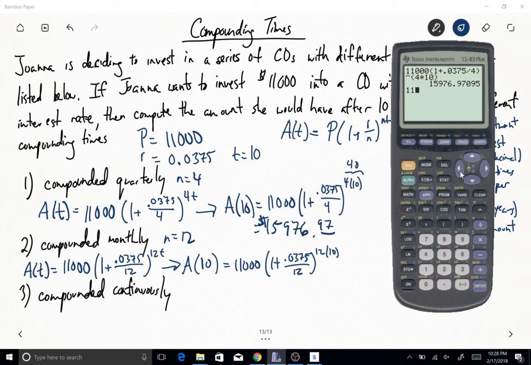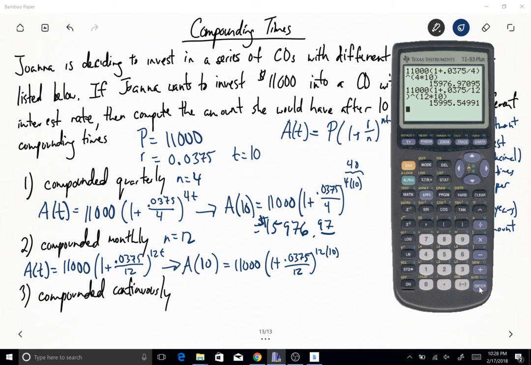Oops. So we take 11,000. Make sure you put your parentheses. 1 plus 0.0375 divided by 12. Raise it to the power, and then we have a 12. Whoops. Sorry about that. I said I was going to do it the long way. So we'll do 12 times 10. Make sure it's in parentheses up in that exponent. That's the biggest mistake I see people make when it comes to this. So once again, make sure you do that.